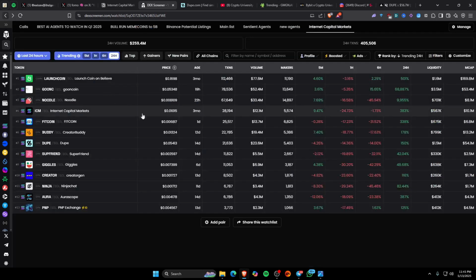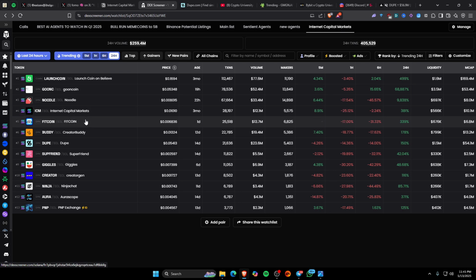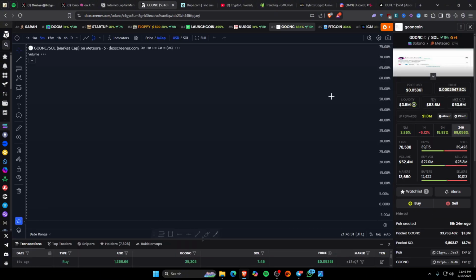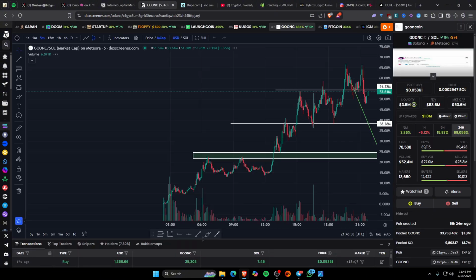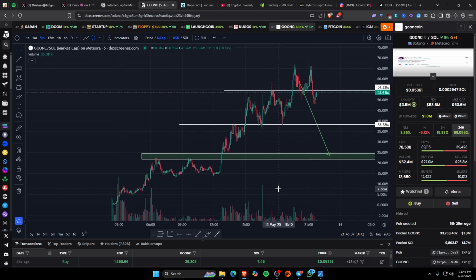So this is Super Friend right here, and as you can see, there's going to be a lot of coins, but I'm not going to talk about all of them because you can also look at them. The most bullish one out of all these coins is going to be Gooncoin, and this one actually launched 19 hours ago, and it's been going parabolic. So we haven't actually seen that deeper retracement on this one because it's just been going parabolic.